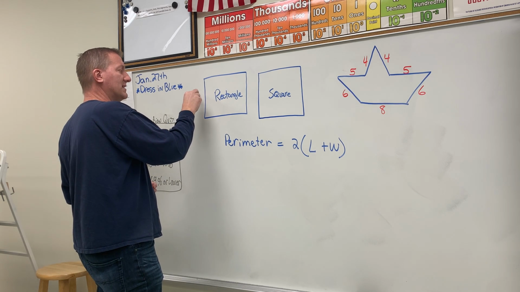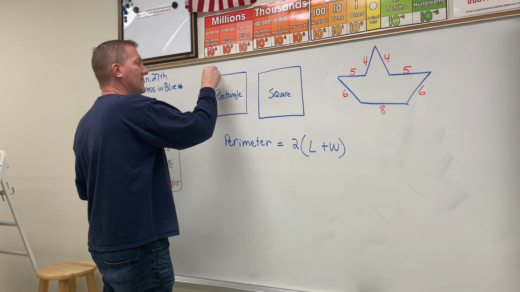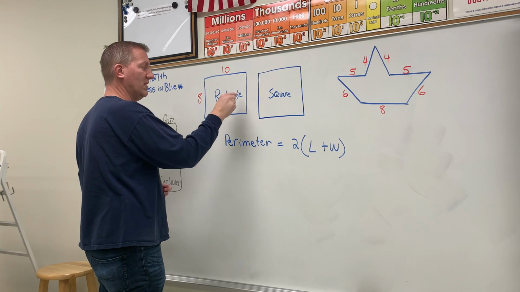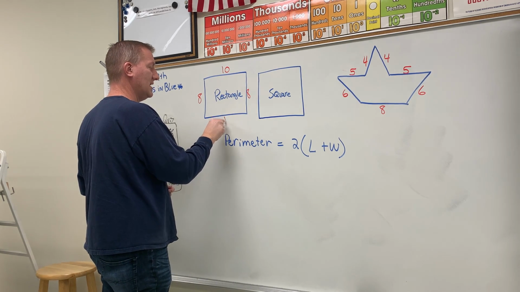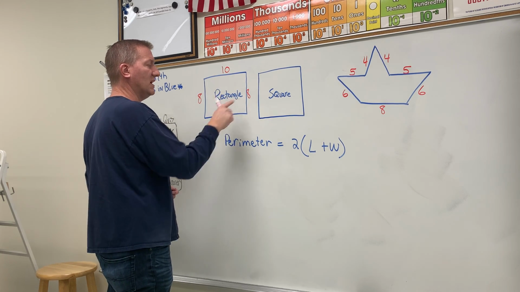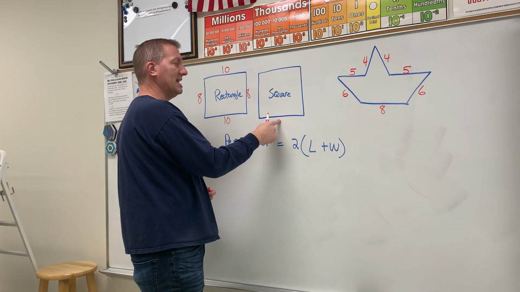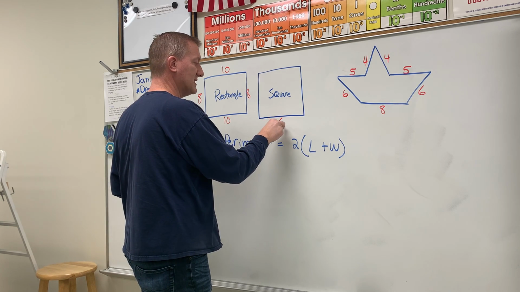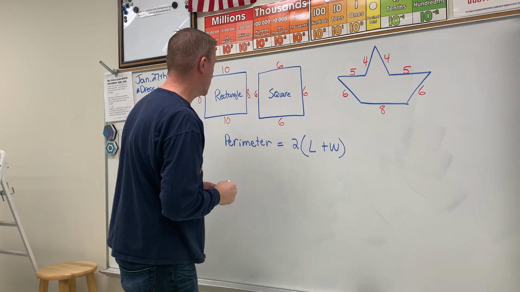So we'll say the rectangle side is, let's say, 8, and this side is 10. On a rectangle, this side is 8, and this side would be 10 then, because opposite sides are equal on a rectangle. On a square, whatever this side is, all the sides are that. So let's just say this side is 6. That means this side is 6, this side is 6, and this side is 6.